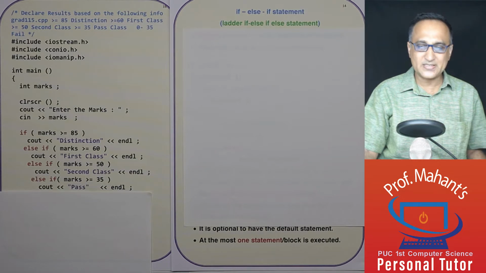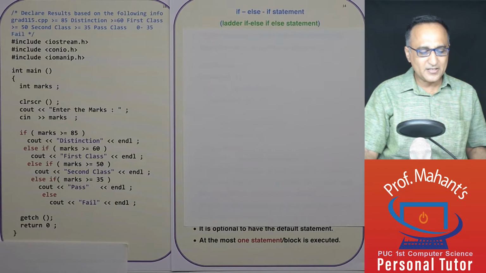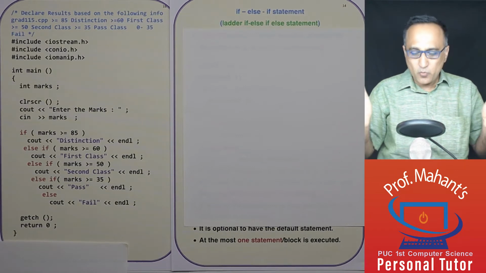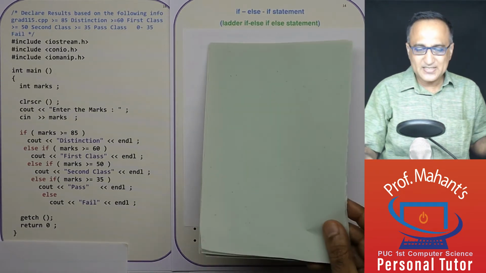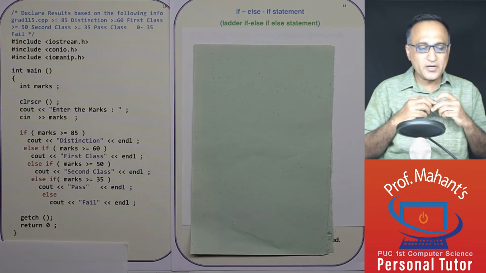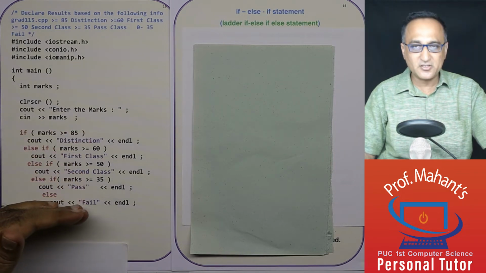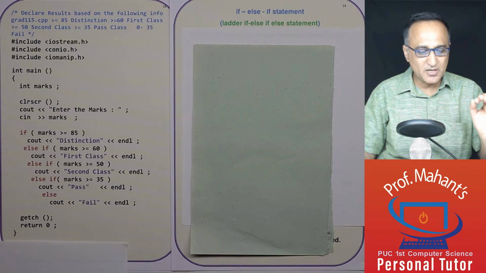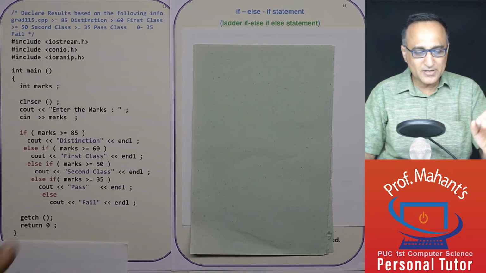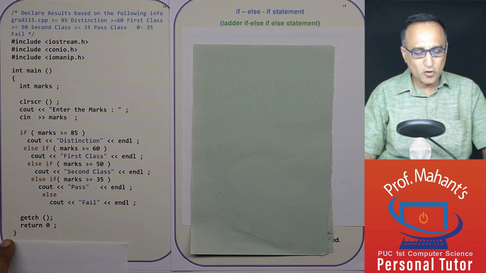Finally, if it is neither any of these, I am automatically going to tell the candidate he or she has failed and end the program. Now, in order to understand this program, let us take certain sample inputs and explain. First thing you need to understand, only one of these couts is going to be executed. Not all the couts are going to be executed. If the marks is, for example, 90, it is going to print distinction, come to getch and halt.